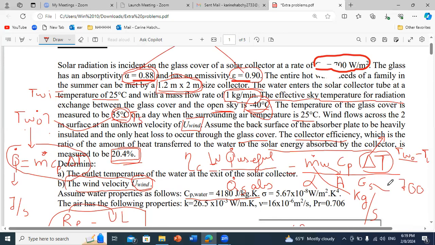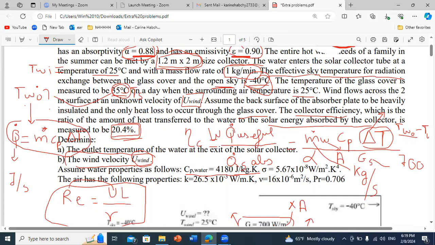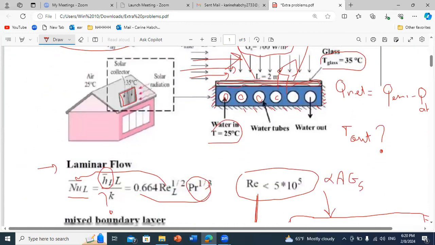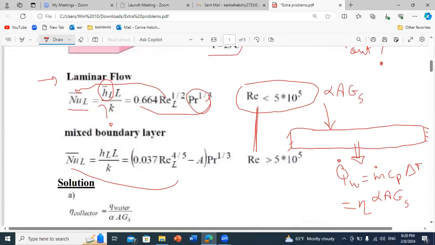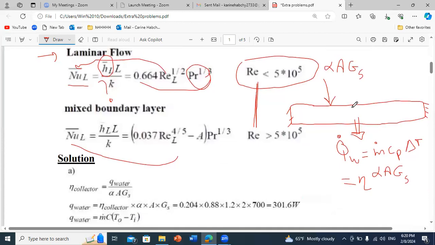So now the next step will be to illustrate these fluxes, these rates of heat, in our figure. So we have Q convection out, and this Q convection out is calculated as h times A times (T surface minus T infinity), which is T of air.